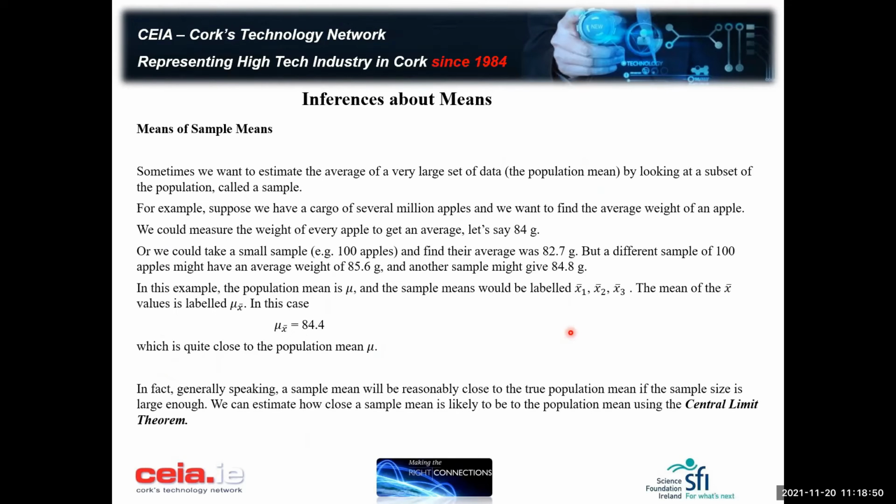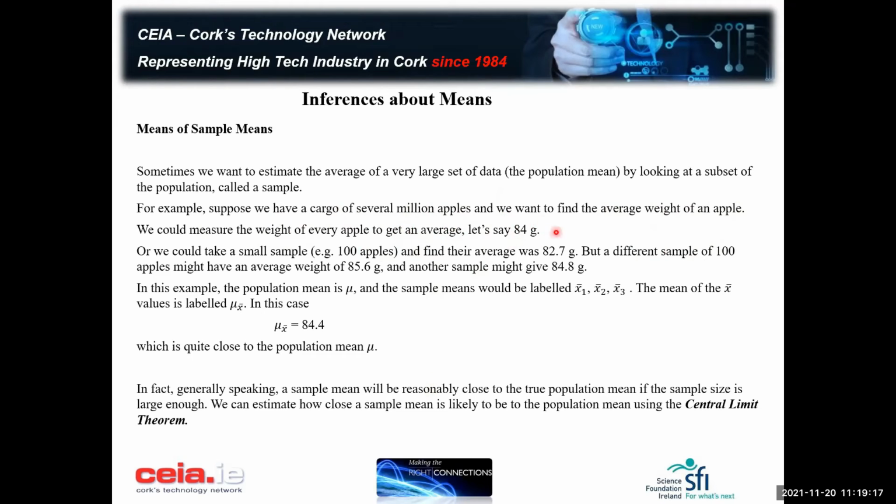Okay, so let's carry on and talk about inferences about means. What you want to do now is look at a subset of a population, a sample. An example here: you might have a cargo of millions of apples. You want to estimate the average weight of an apple. You're not going to measure every single one.